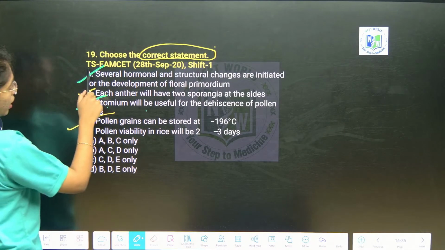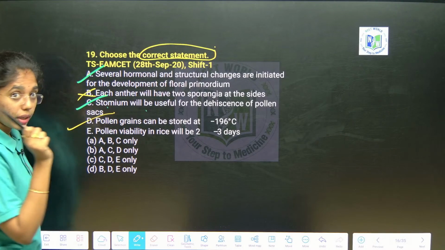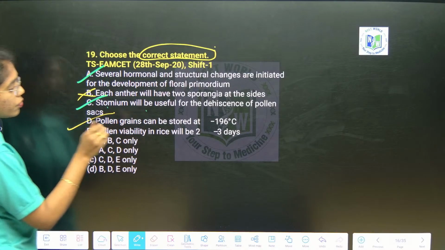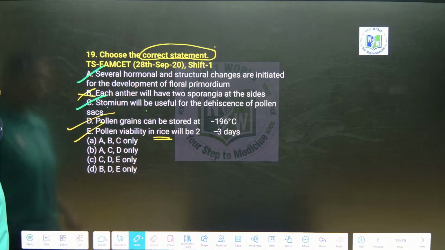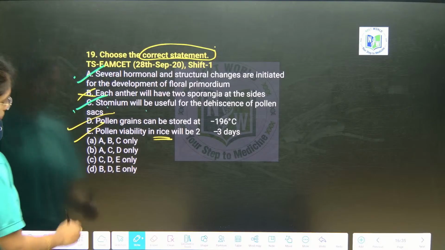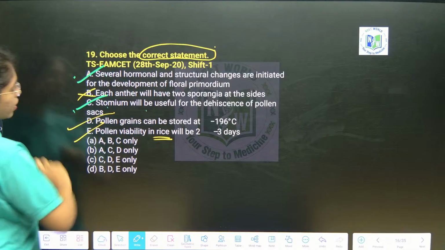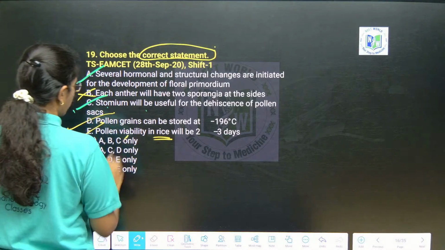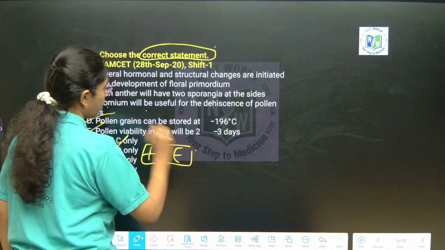So, here pollen grain viability will be for months in Leguminosae and Rosaceae families. The viability is for a few days in rice and cereals, right. So, E is true. So, here what options can we opt? A, C and D. A is true. Each anther will have 4 sporangiate sites. So, here look into the options A, C and E, right.